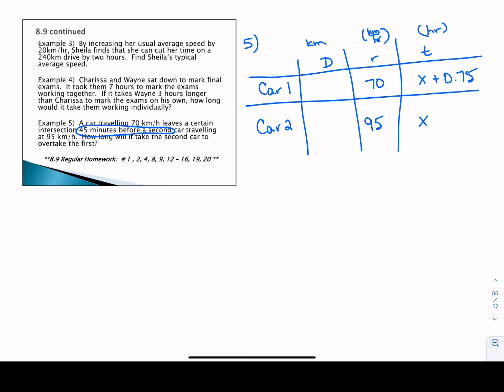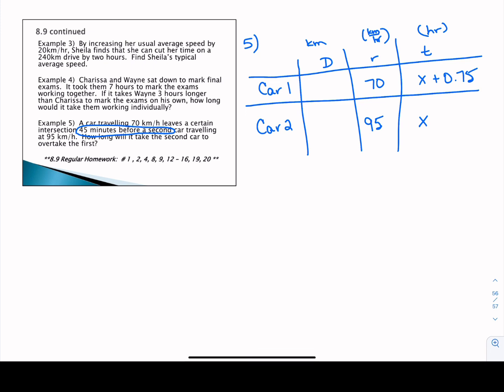If you take 45 and divide that by 60, so 45 minutes out of 60, you'll get 0.75 hours. So car 1 is traveling for x hours plus an additional 45 minutes, or 0.75 of an hour. Car 2 is only traveling for x hours. There's no adjustment that needs to be made for car 2. If you recall from previous examples, as soon as you have 2 columns filled in for this chart, use those 2 columns of information to fill in the third.